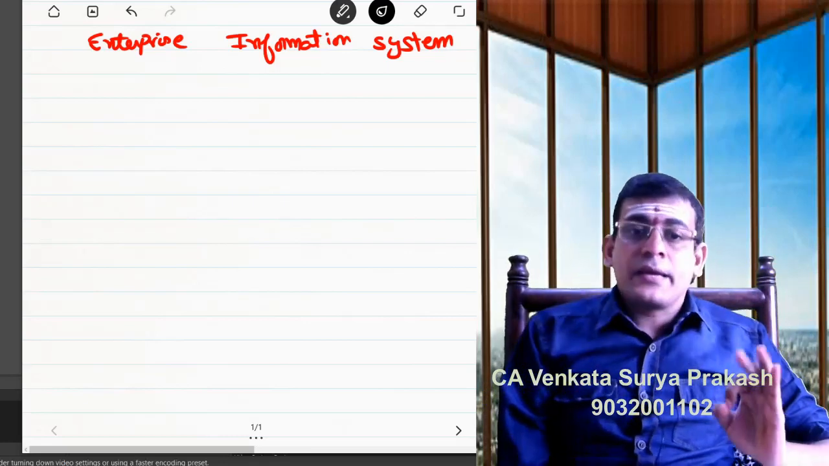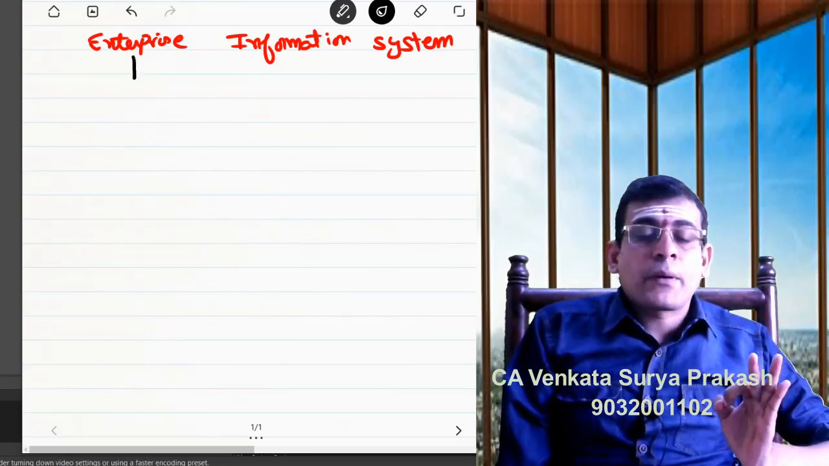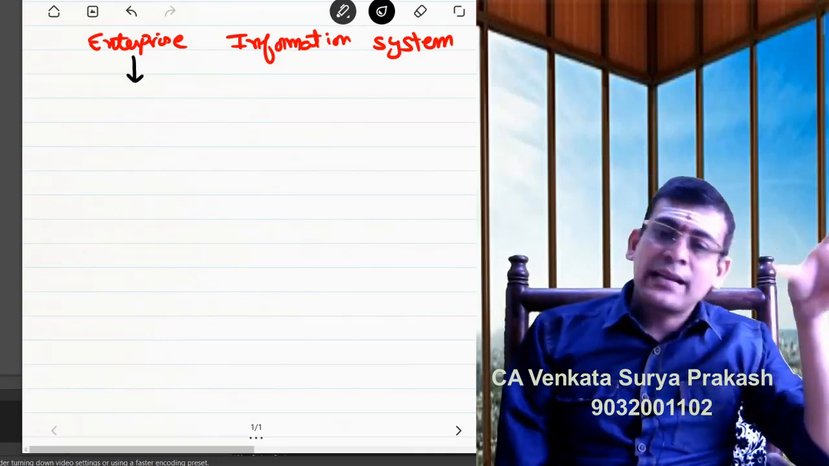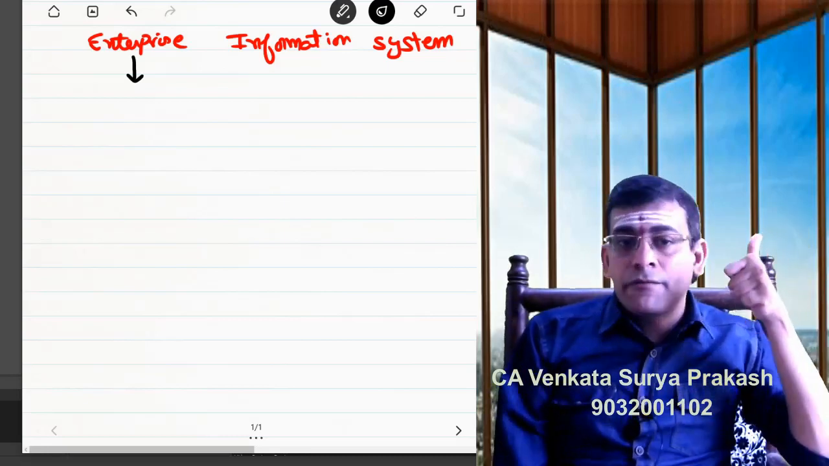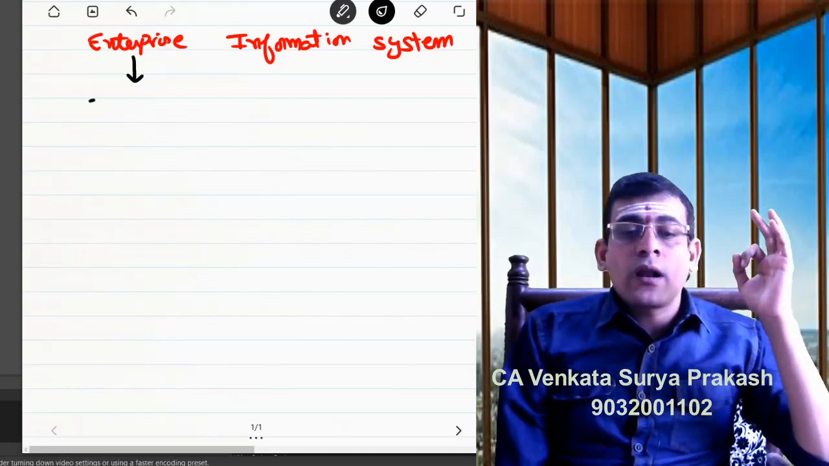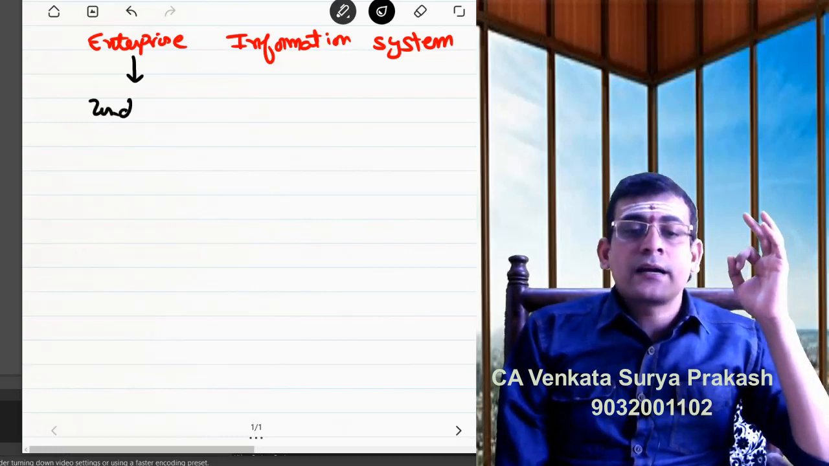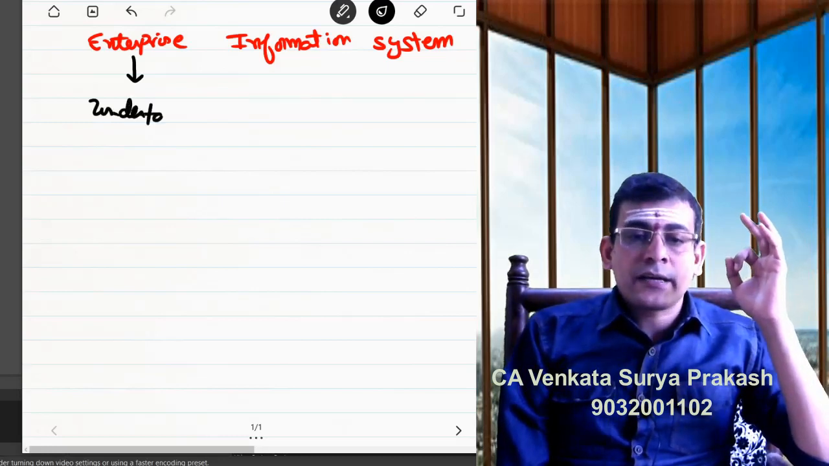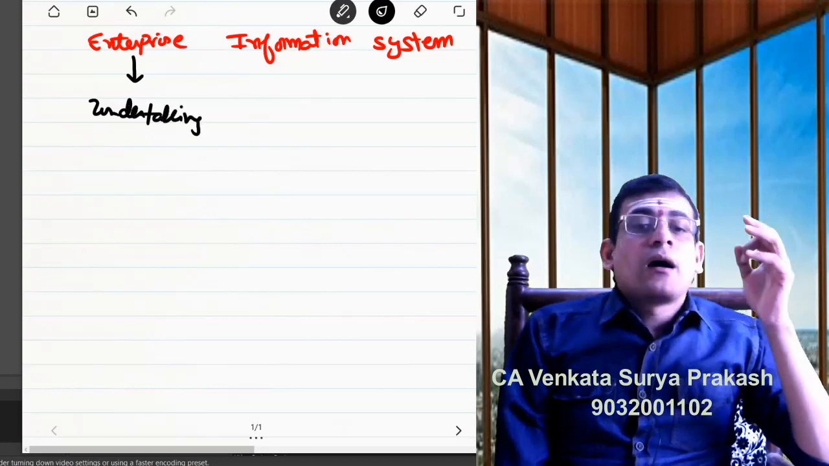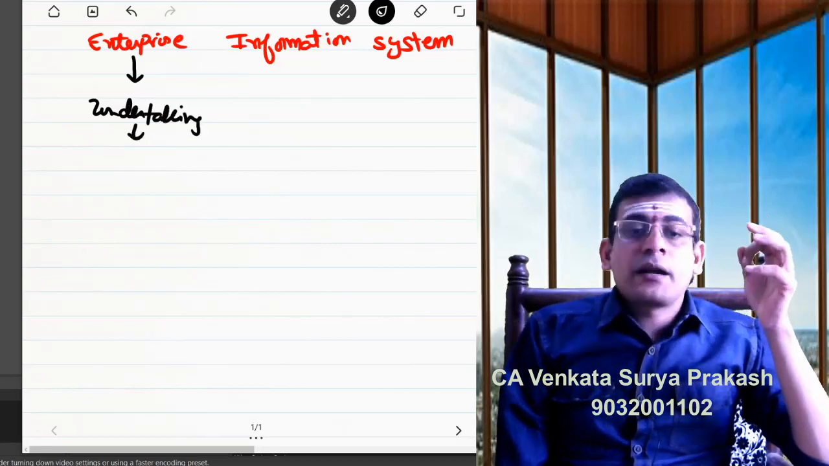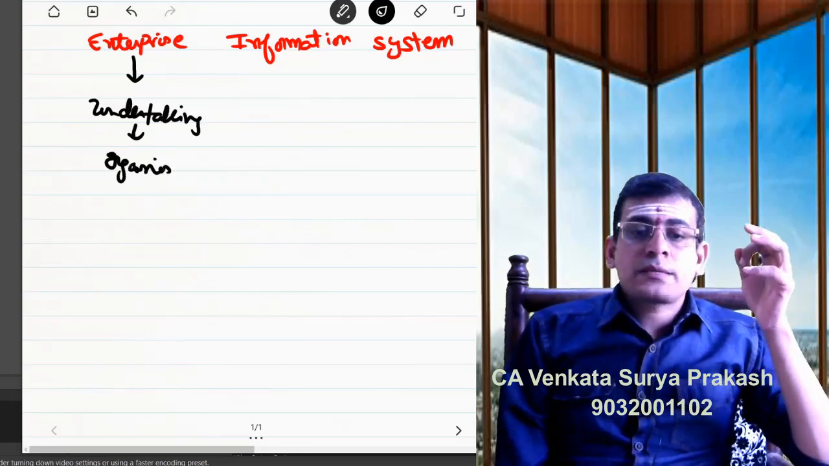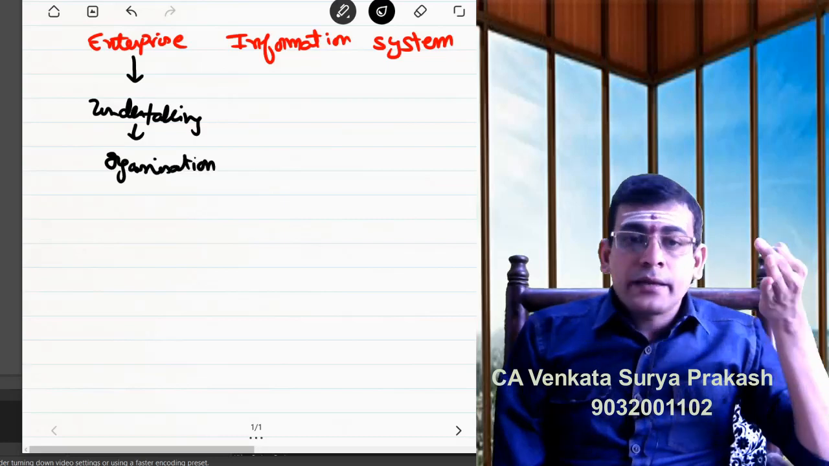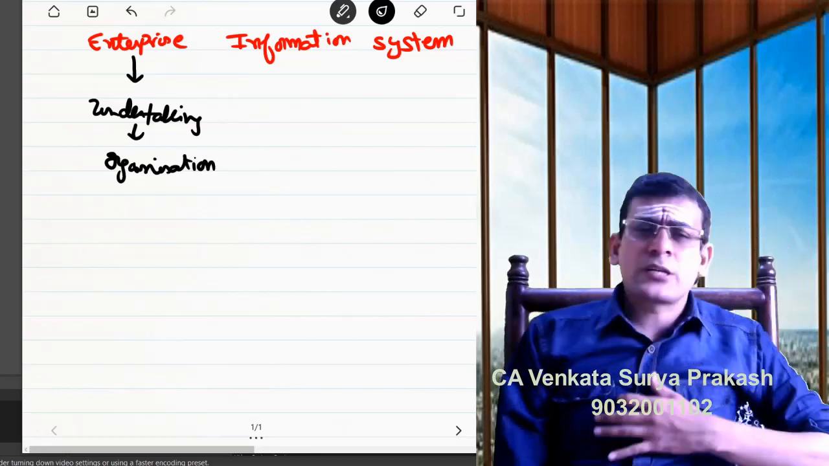Now EIS starts with what? Enterprise. What is the meaning of enterprise? Enterprise can be defined in n different number of ways. If I want to give one simple definition, I can call enterprise an undertaking. What is the meaning of undertaking? I can simply call undertaking an organization. So enterprise is nothing but an undertaking, and undertaking is nothing but your organization. That's the basic.